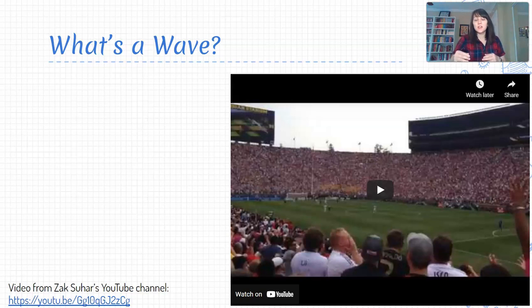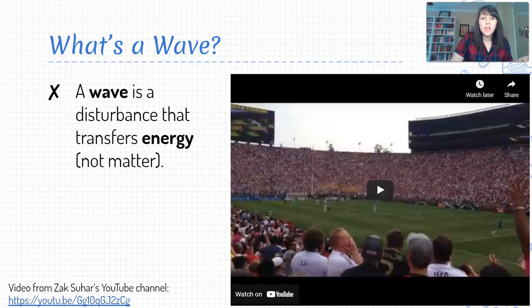So what we see there is that the movement of the wave is not the movement of any one person. It's not the movement of an object. What a wave is describing is this movement of energy. We see this spike in energy passing through the stands, and that is what we then interpret as a wave. So a wave is a disturbance that transfers energy, not objects, not matter, okay?